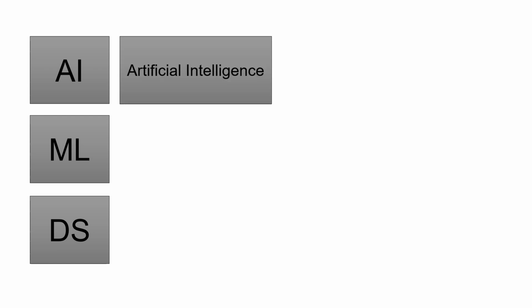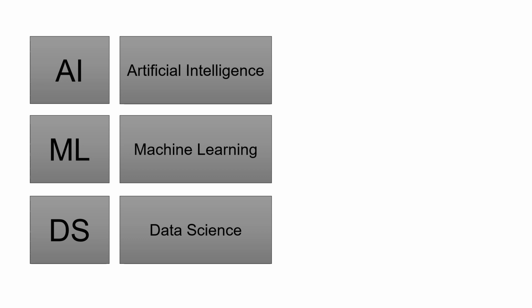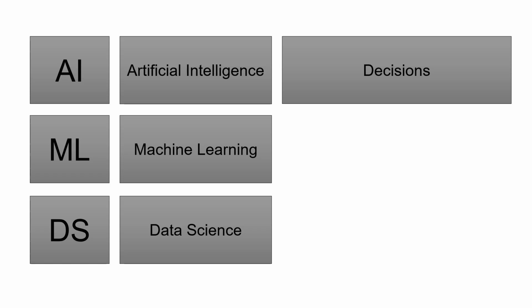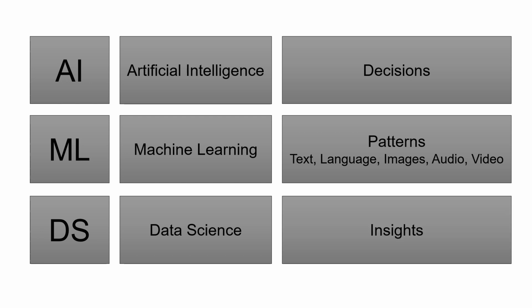AI stands for Artificial Intelligence, ML, Machine Learning, and DS, Data Science. AI is primarily about making decisions. Machine learning is about pattern recognition in text, language, images, audio, and video. And data science is primarily about generating insights.